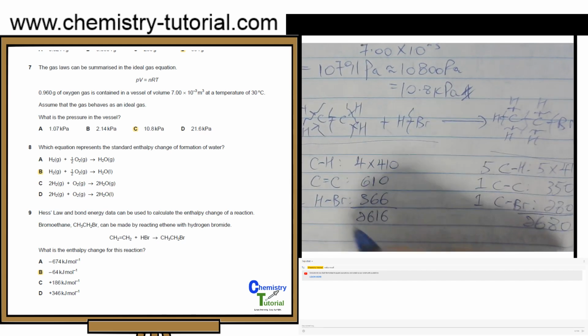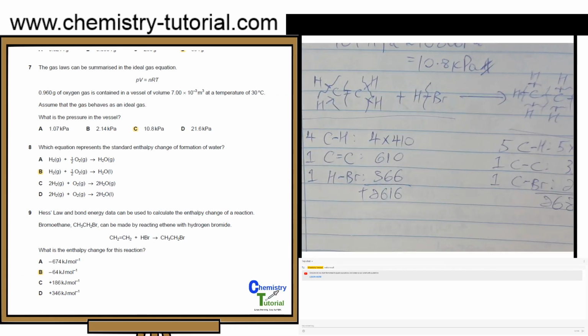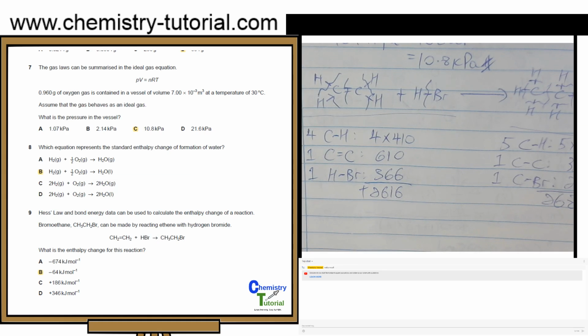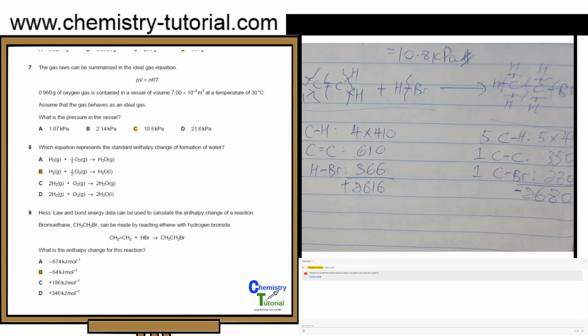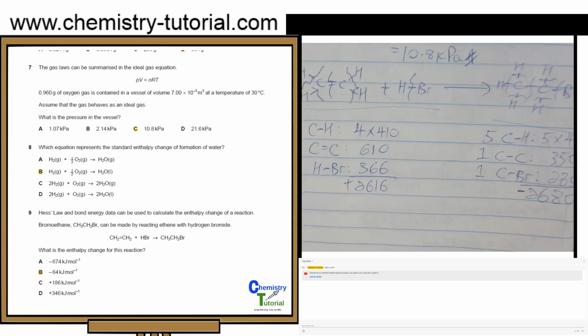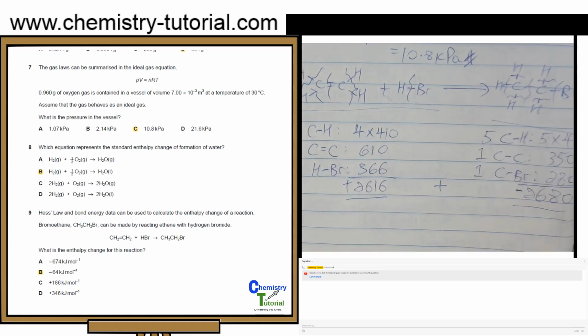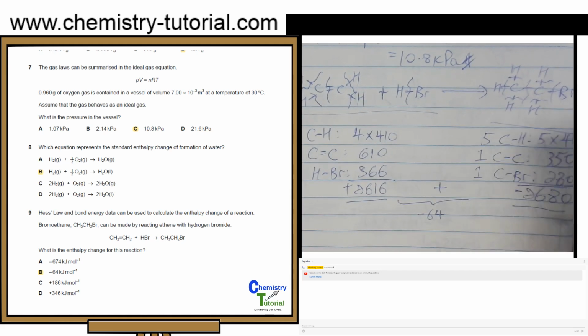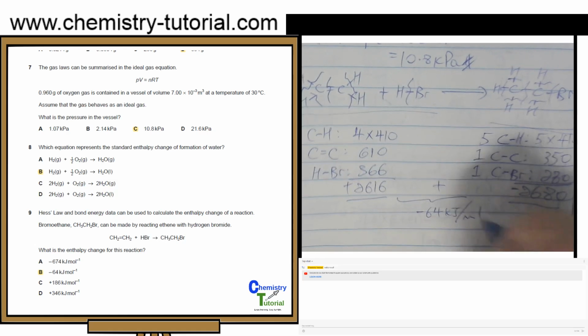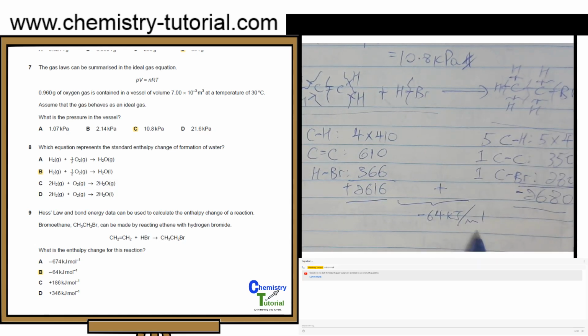2,680. But this must be given a positive sign because this is the amount of energy required to break those bonds in the reactants. Meanwhile, over here, this must be given a negative sign because this is the amount of energy released when those bonds are formed. So you sum these values up. That means positive 2,616 plus negative 2,680. And our answer shall be negative 64 kilojoules per mole. For information, this per mole is talking about per mole of the equation. So for this reaction, per mole of equation, it actually releases 64 kilojoules of energy.